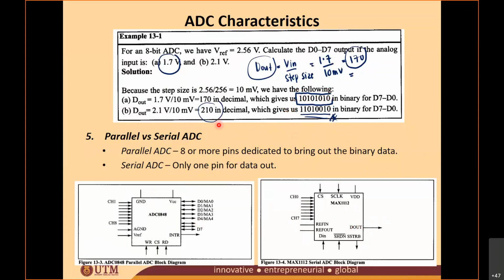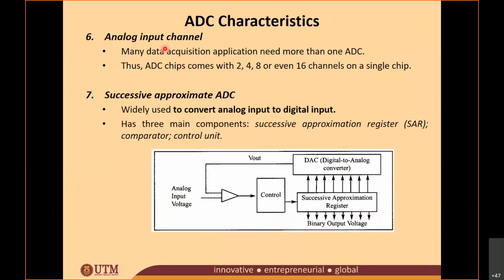Okay, next is analog input channel. Many data acquisition applications need more than one ADC, so you need more than one input channel. So this ADC chip comes with either 2, 4, 8, or even 16 channels on a single chip. Depending on the ATmega that you're going to use, the number of input channels will vary from chip to chip. For ATmega32, the number of input channels is 8.